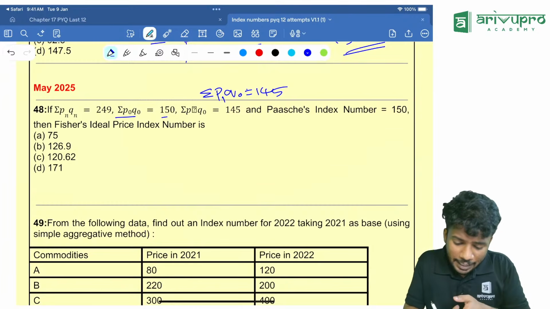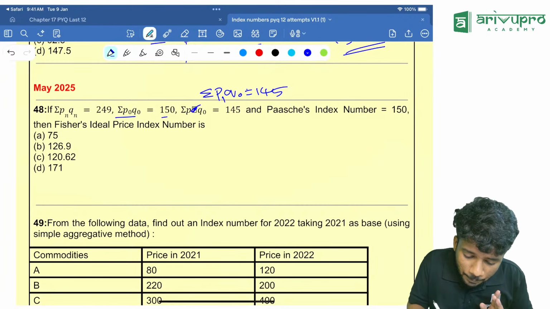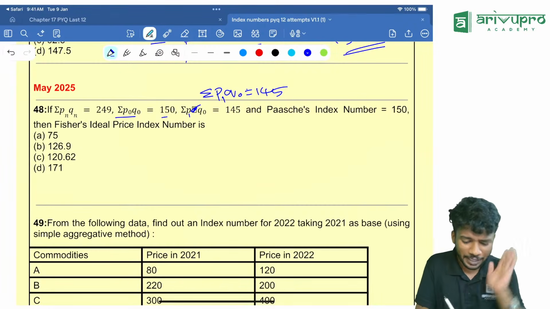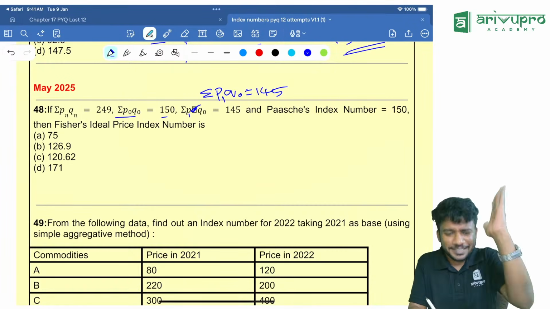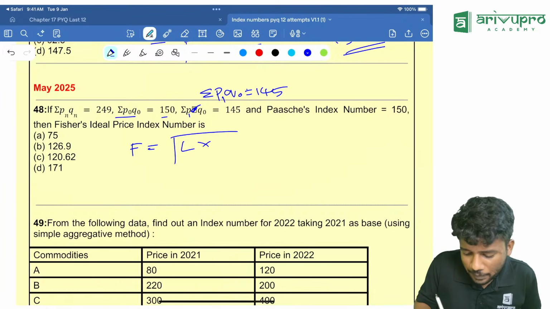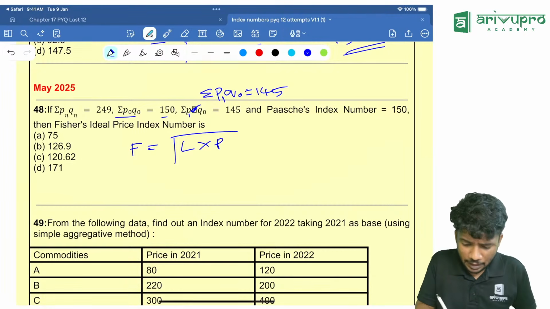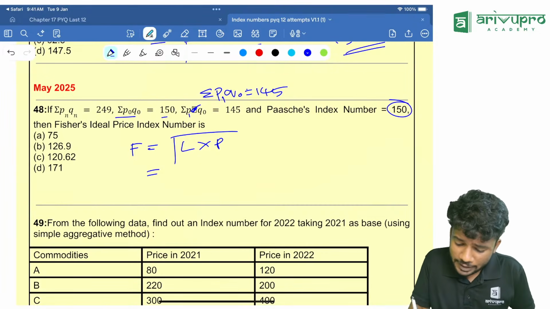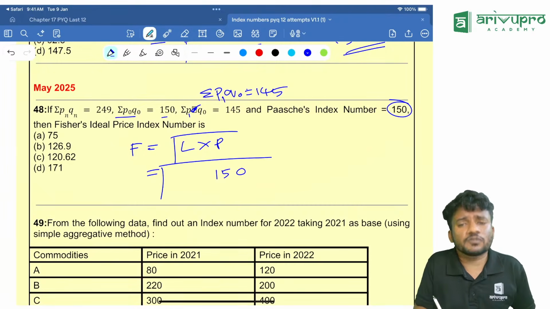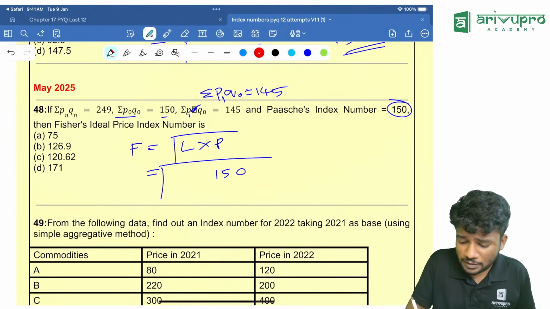Then I'm guessing it as that is sigma P1 Q0, which is equal to 145, and the Paasche index number is 150. Okay, Fisher's ideal index number is how much is the question? Fisher's ideal index number is root of Laspeyres into Paasche, right? Correct? Now, Paasche index number is already given 150, correct? Yes. Then we need to find the equation for Laspeyres. We know the formula for Laspeyres. What is the formula for Laspeyres?